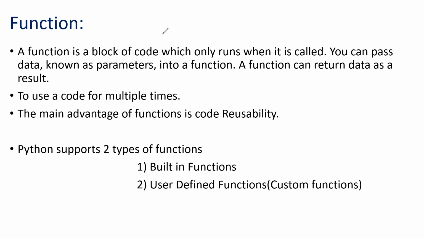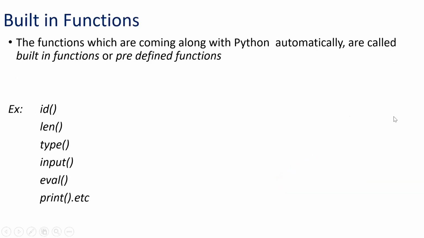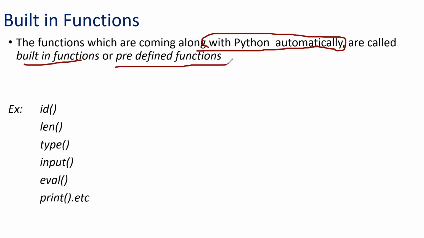Let's move forward and check. Built-in functions are those that come automatically with Python. They are called built-in or predefined functions. Predefined means they come automatically with Python. These are the examples, and of course we are very familiar with all of this. id is used to find the memory address of an object.